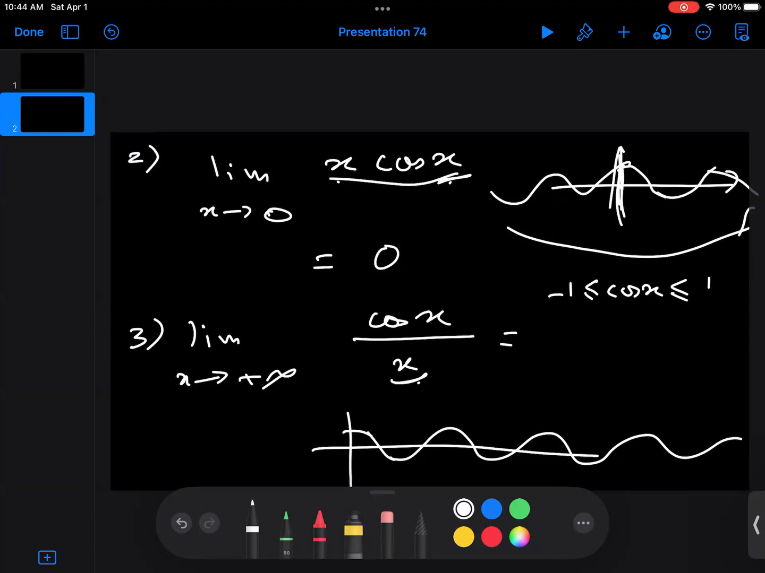So at the end, you have that -1 divided by x is less than cos x divided by x is less than 1 divided by x. But this is going to 0 and this is going to 0. So this quantity has no choice. It is becoming smaller and smaller, so this limit is 0.